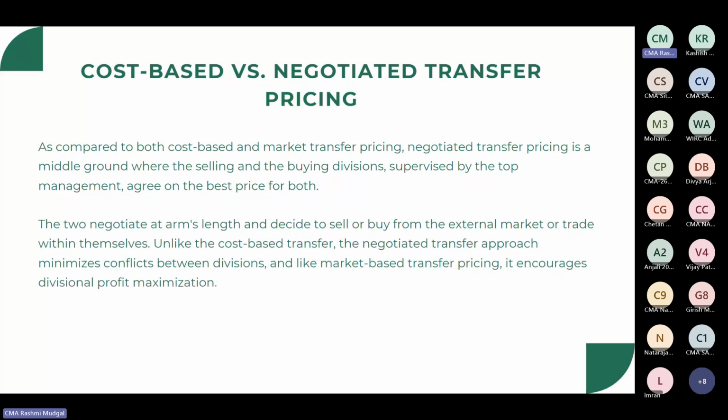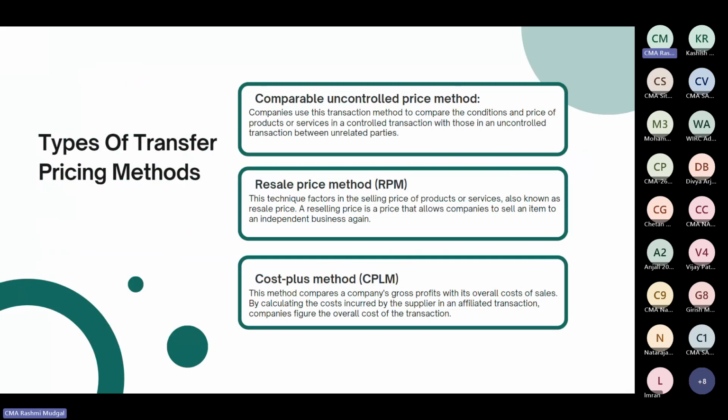The two negotiate an arm's length price and decide to sell or buy from the external market or trade within themselves. Unlike cost-based transfer, the negotiated transfer approach minimizes the conflict between divisions. They make a way where they both win in this transaction. And like market-based transfer pricing, it encourages division profit maximization, where we want the division to make a profit also.